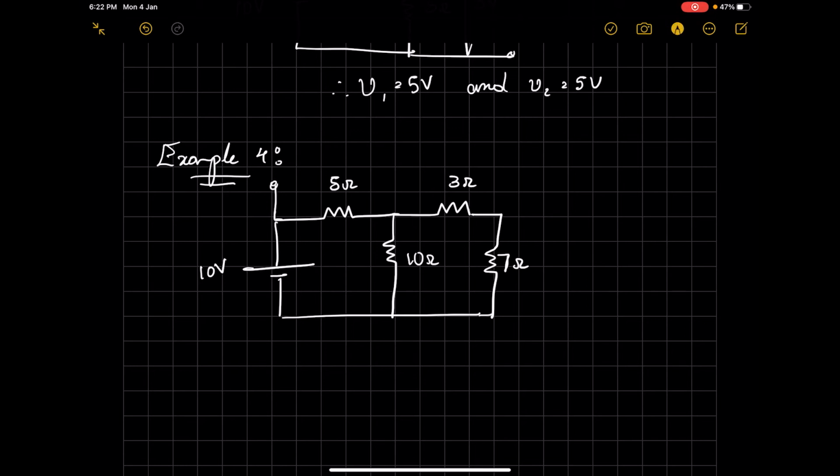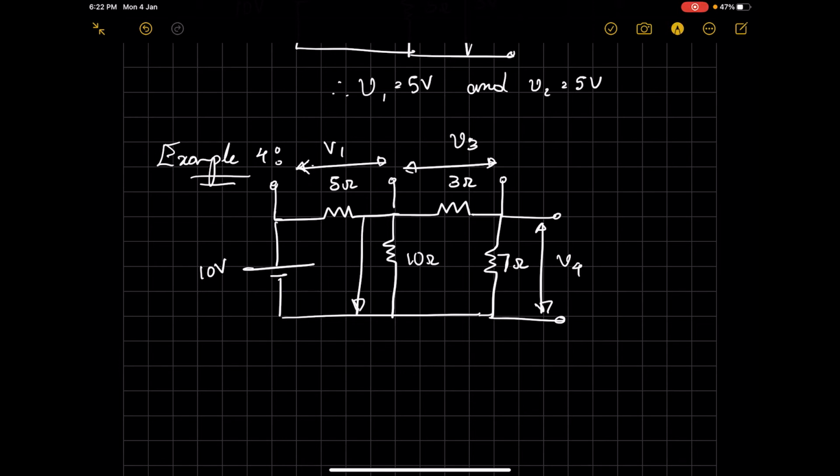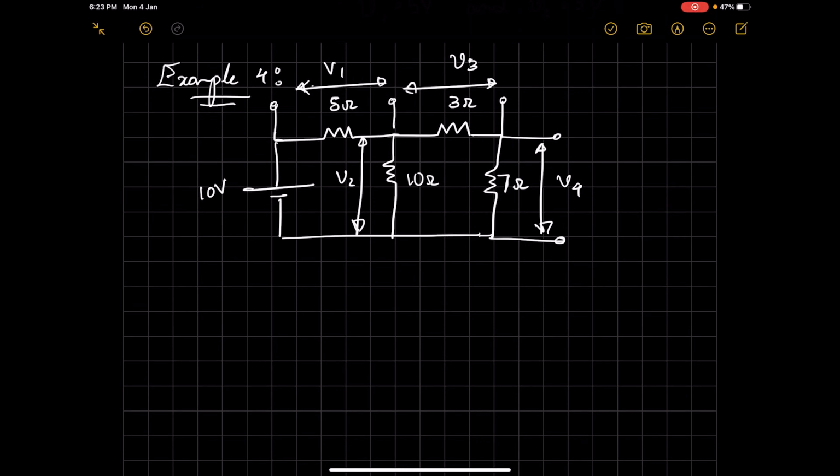So let's call this voltage V1, this to be V3, this to be V4, and voltage across the 10 ohm here to be V2. So we need to find the current I in the network first, and to find that you'll have to solve the resistor network.